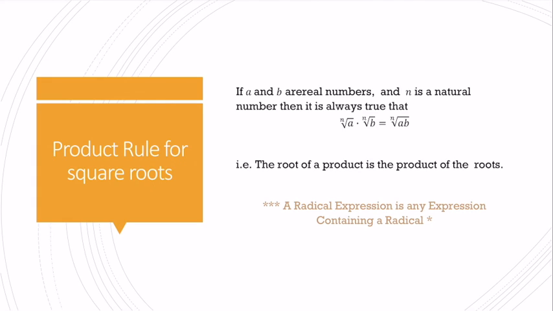All right, now let's talk about the product rule for square roots. I'd already showed you guys when we were simplifying a square root, we could pull it apart. So 6 could be written as the square root of 3 times the square root of 2. The product rule for square roots is this.